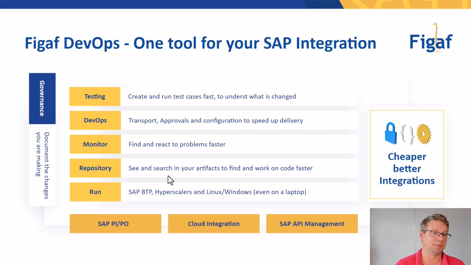We'll also talk about where you can run it, and in general our main focus is that you run it in BTP Cloud Foundry, because it is just so much easier. You have access, or in most cases you would have access, to deploy and run applications there. You can also run it in hyperscalers, on Linux, or Windows if you have a laptop, and it connects to SAP PI/PO, Cloud Integration and API Management.